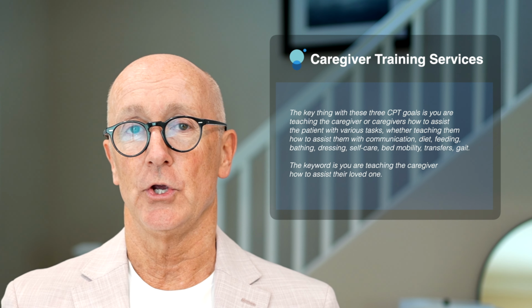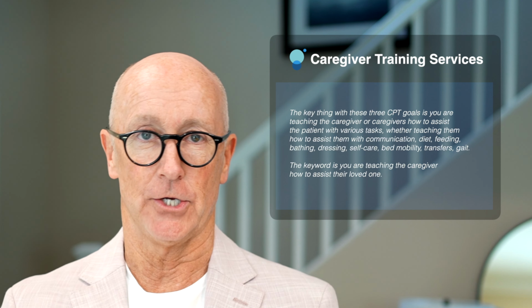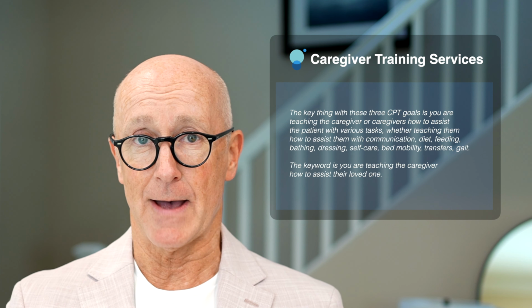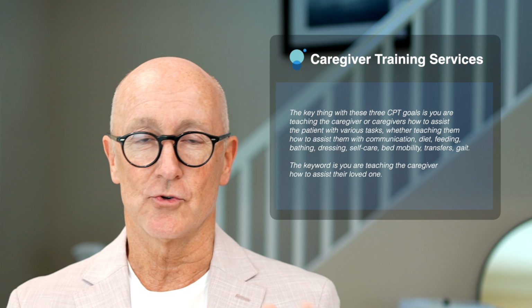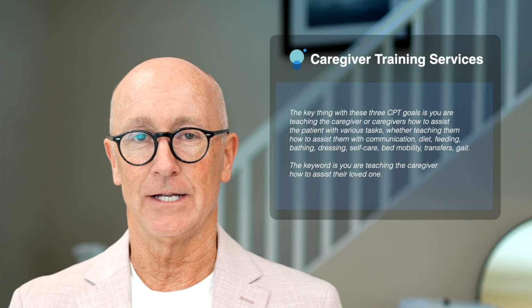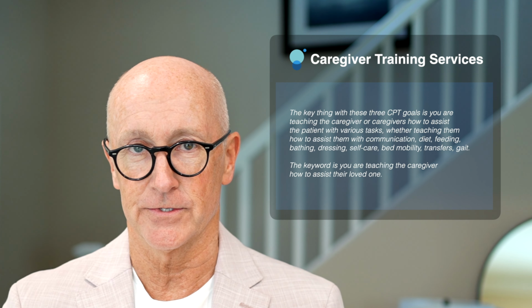If you're doing caregiver training in the person's home, because your business model is you see people in their homes as outpatient, maybe you're doing caregiver training with a caregiver in the kitchen. The patient is in the family room. They're in the bedroom. They're just not present. Now, the key thing with these 3 CPT codes is you are teaching the caregiver or caregivers how to assist the patient with various tasks, whether teaching them how to assist them with communication, diet, feeding, bathing, dressing, self-care, bed mobility, transfers, gait. The key word is you are teaching the caregiver how to assist their loved one.